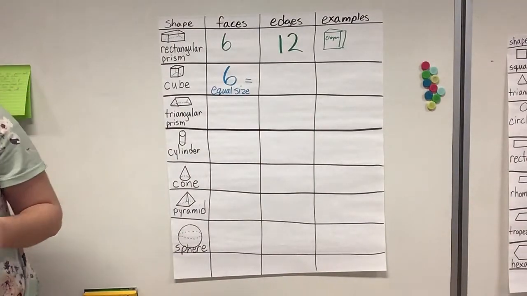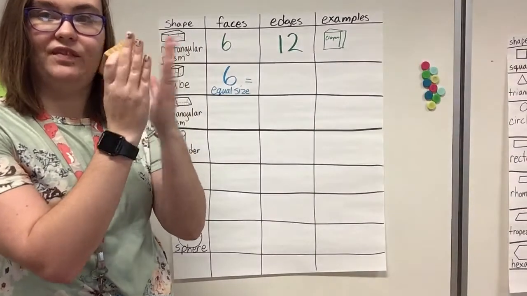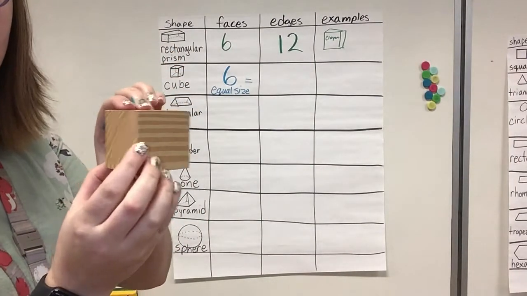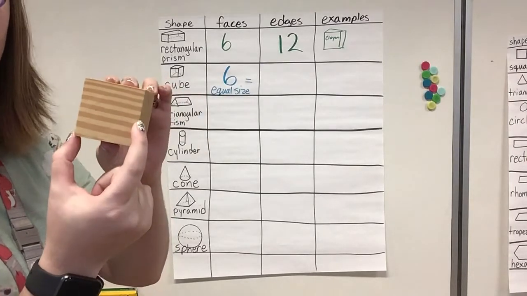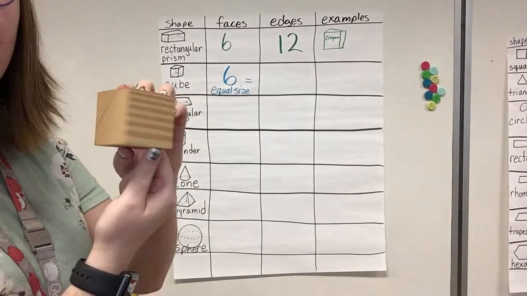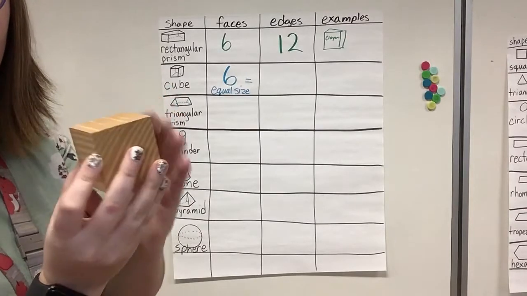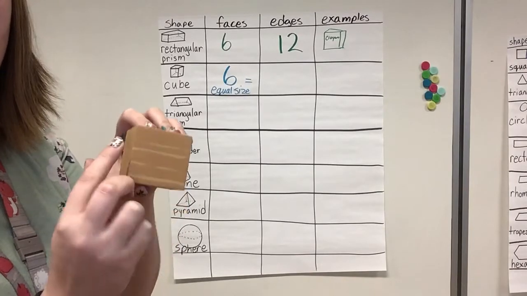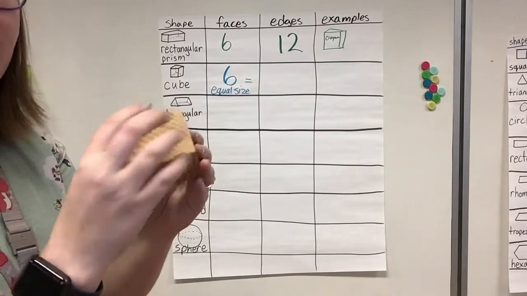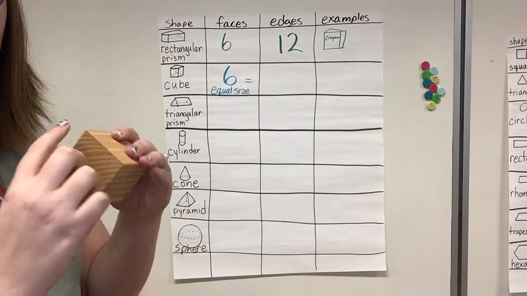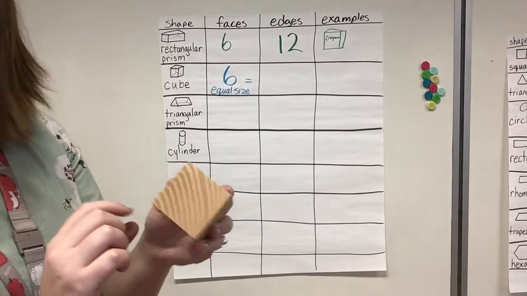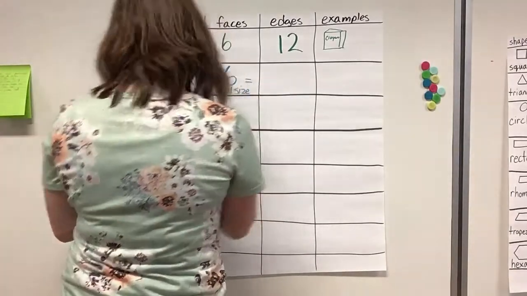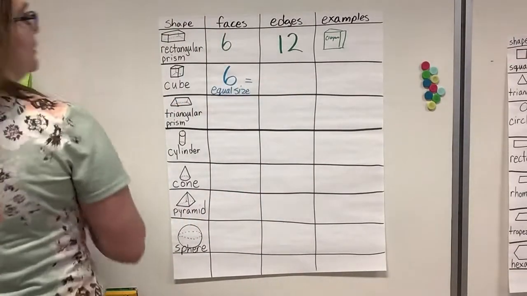Now we have to count the edges. Remember, an edge is where the two faces come together to form this line. Let's count how many edges there are. 1, 2, 3, 4. Now gotta count the top. 5, 6, 7, 8, 9, 10, 11, 12. There are 12 edges, just like our rectangular prism.